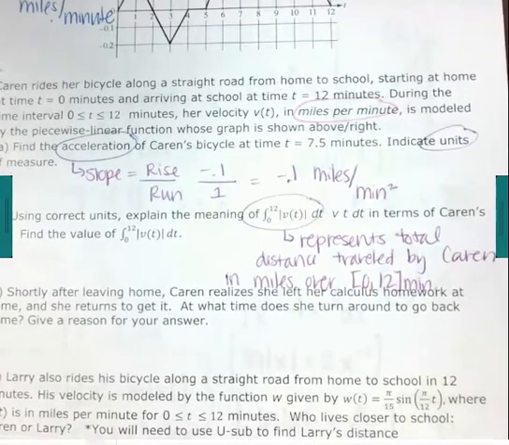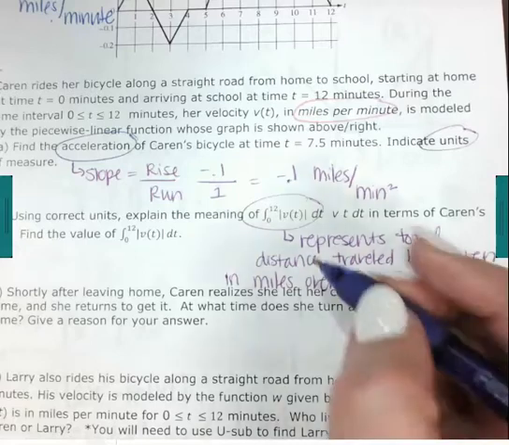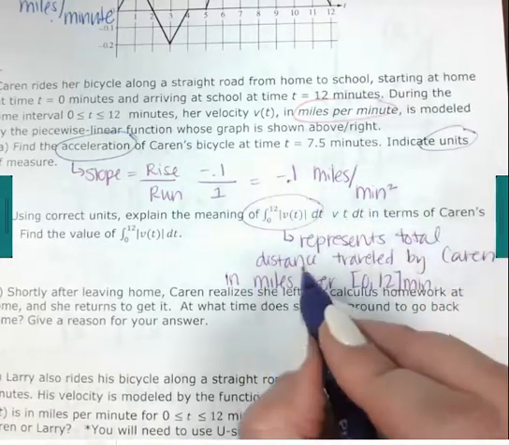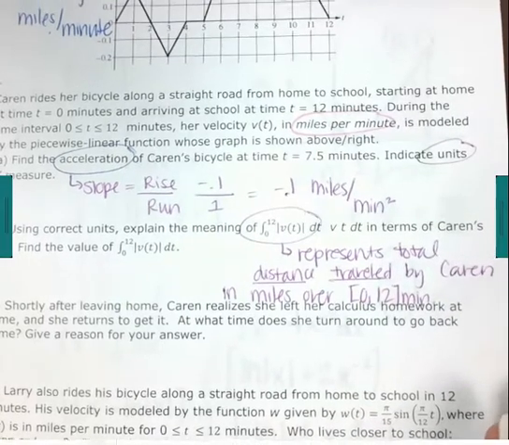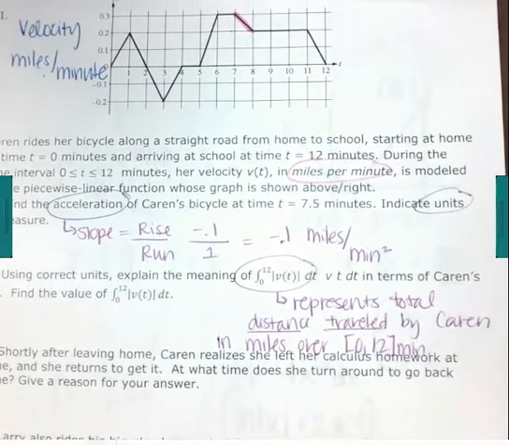Now, why can I not say displacement? Because displacement can be positive or negative. If they put these bars here, you have to say distance traveled. Okay? Then it says to find the value. How do you find the value if you have a graph? Area.